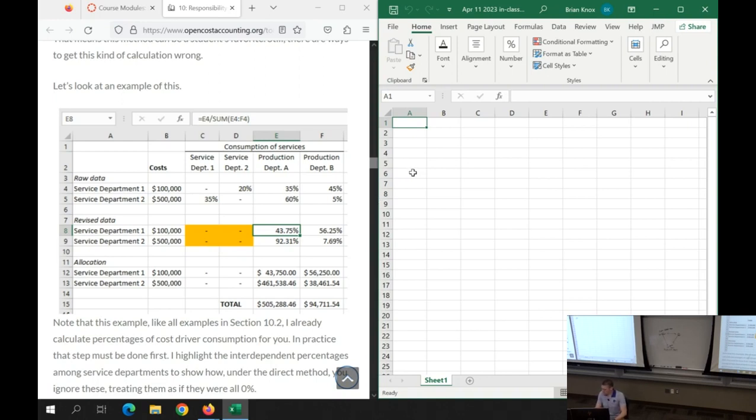So let's rebuild this raw data. Let's rebuild this spreadsheet basically here in Excel. So we have service department 1, service department 2, and we have their cost. We have SD1 and SD2 again. Now we have production department A and production department B. So the idea is this is the consumption of services.